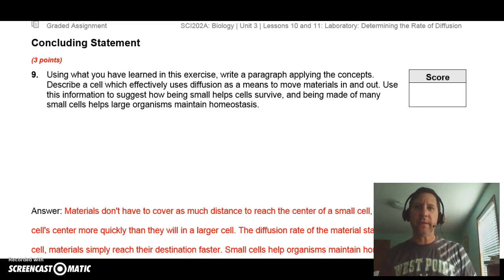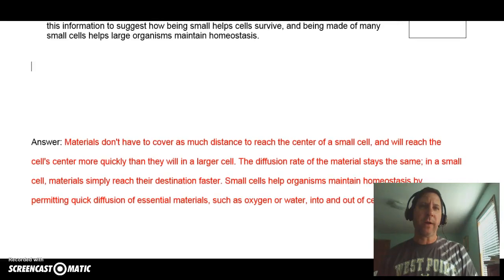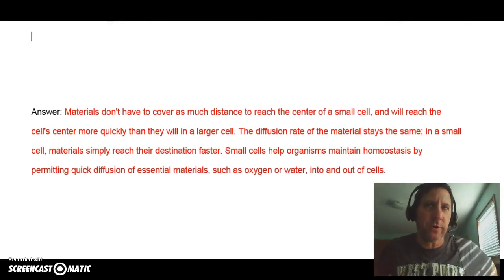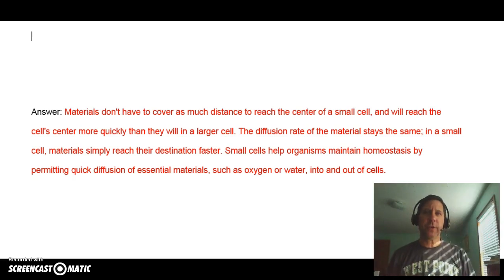Small cells help organisms maintain homeostasis. How? By permitting quick diffusion of materials, such as water, oxygen, and waste out of a cell, and nutrients into a cell. Okay, so that's the key point. The key point in this lab in understanding diffusion is that it's better to be a small cell because it is more efficient to get materials in and out of a cell.